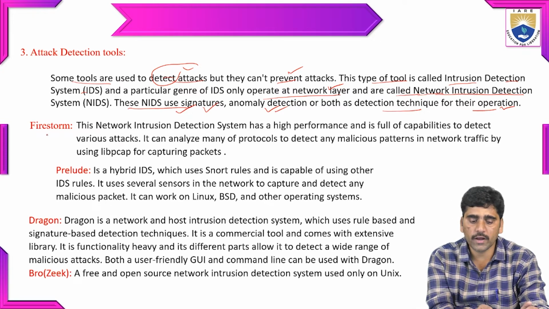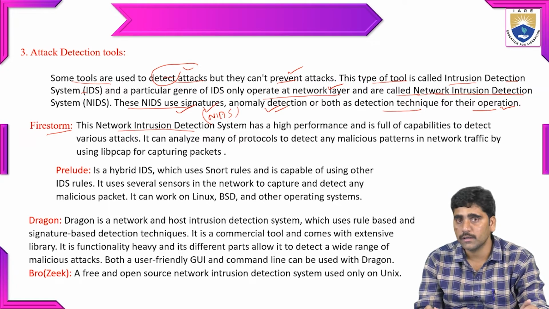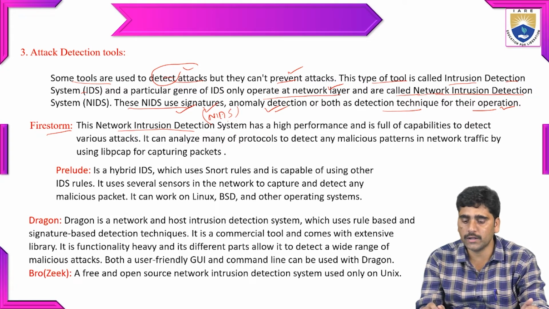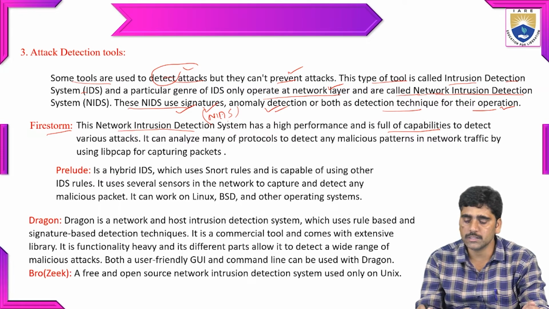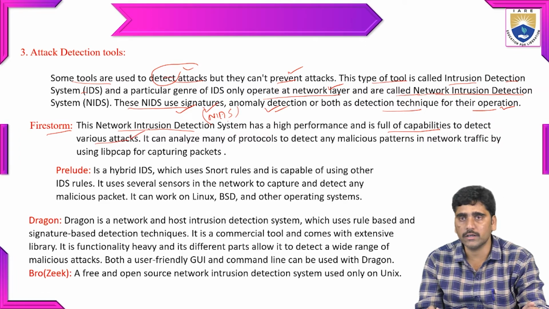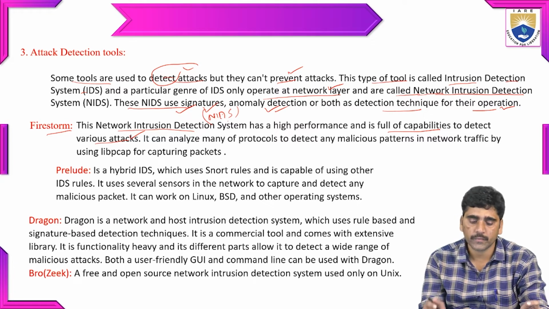And next one, Firestorm. This is the first tool for finding attacks on the network. Firestorm is a network intrusion detection system, which you can simply pronounce as NIDS. It has high performance and is full of capabilities to detect various types of attacks, and it can analyze many protocols.